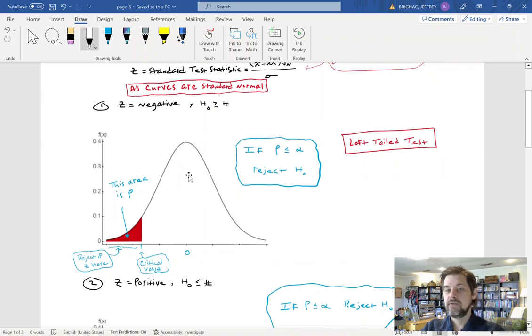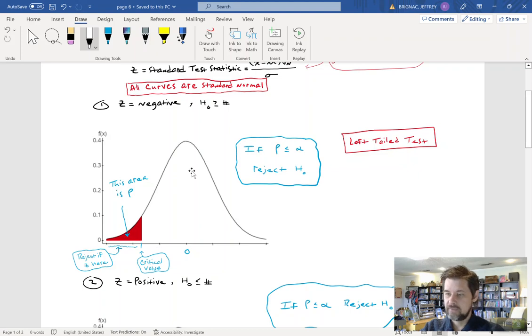So our three scenarios of hypothesis testing depend on the null hypothesis. The null hypothesis goes by the symbol H subscript 0, and if H subscript 0 is a statement that says it's greater than or equal to a number, z will be negative, and that's called a left-tailed test.